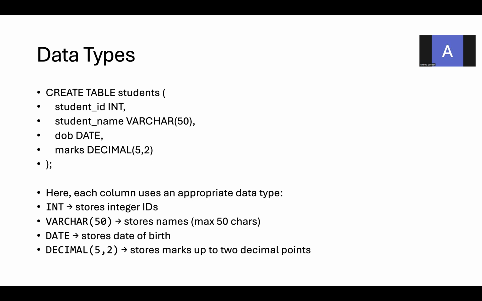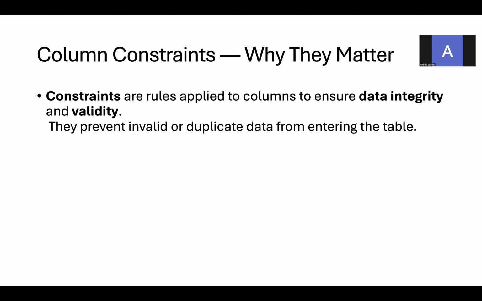Here, each column uses an appropriate data type. Integer means it stores integer IDs. Varchar of 50 means it stores names, that is, a maximum of 50 characters. Date is going to store the date of birth, so you have to give the date data type. Decimal of 5,2 stores marks up to 2 decimal points. So this is what you are going to use for the marks column. So these are the respective columns and their respective data types you have to mention.